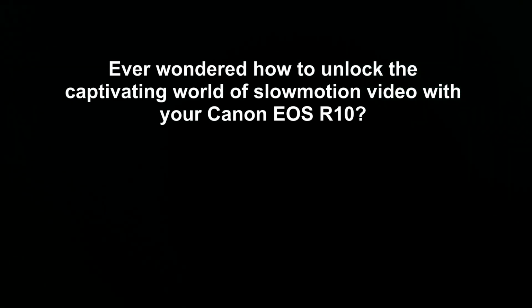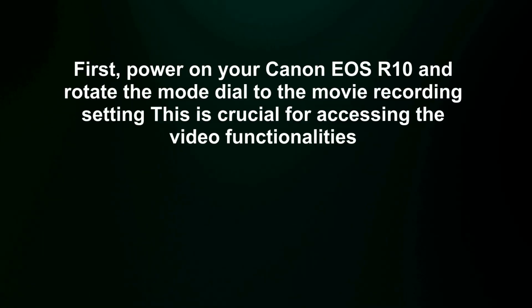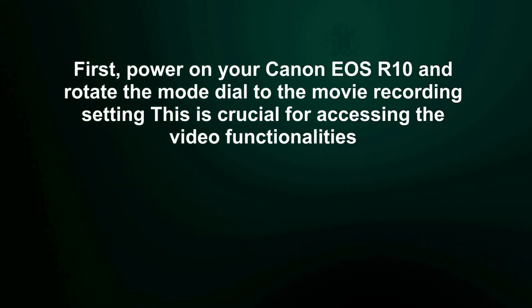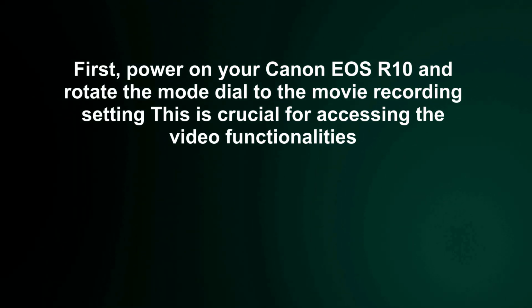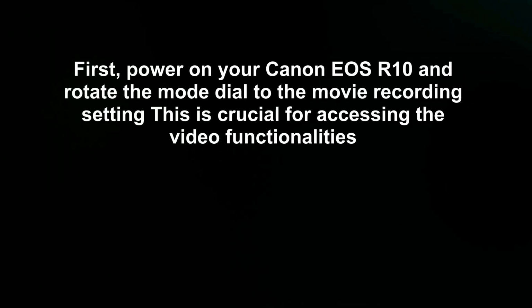Ever wondered how to unlock the captivating world of slow-motion video with your Canon EOS R10? First, power on your Canon EOS R10 and rotate the mode dial to the movie recording setting. This is crucial for accessing the video functionalities.